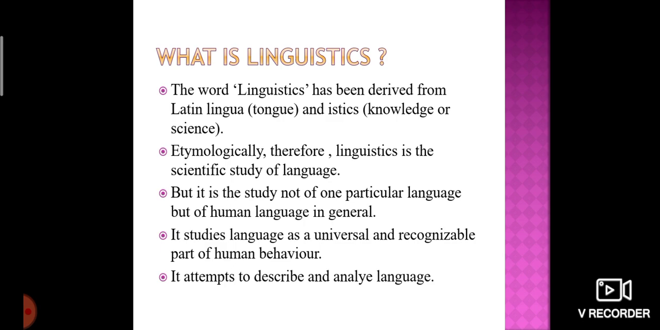A polyglot is a person who knows several languages, but a linguist is a person who studies language in all its aspects. So a linguist is not necessarily a polyglot. Also, a polyglot may not be a linguist: a person who knows several languages but doesn't know the structure of language or related things.